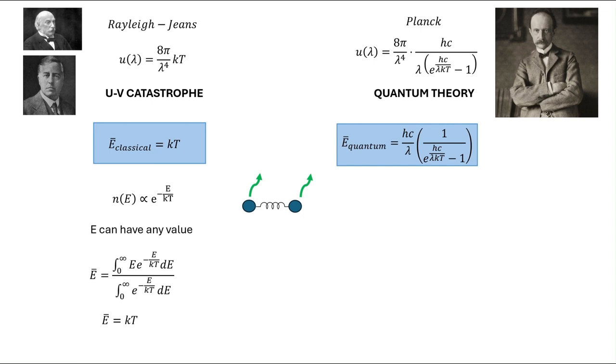Okay. This, again, is no good because you could see here the density of states. As I get smaller wavelength, I have an infinite number of wavelengths. If they all have an energy KT, guess what? I'm going to have an infinite amount of energy. So what did Planck do different?